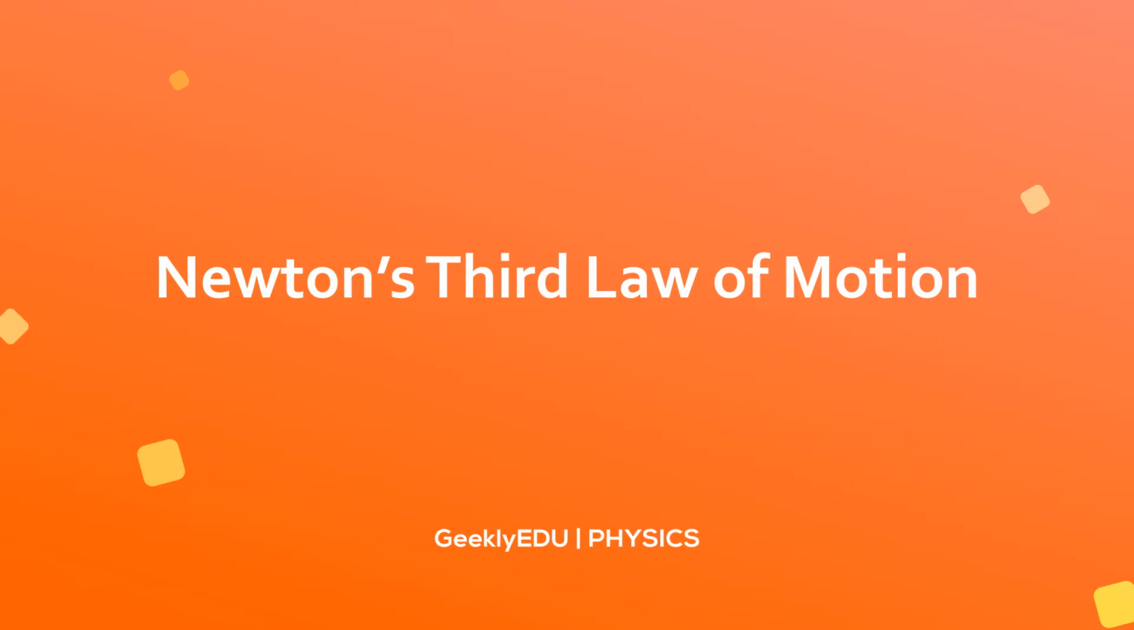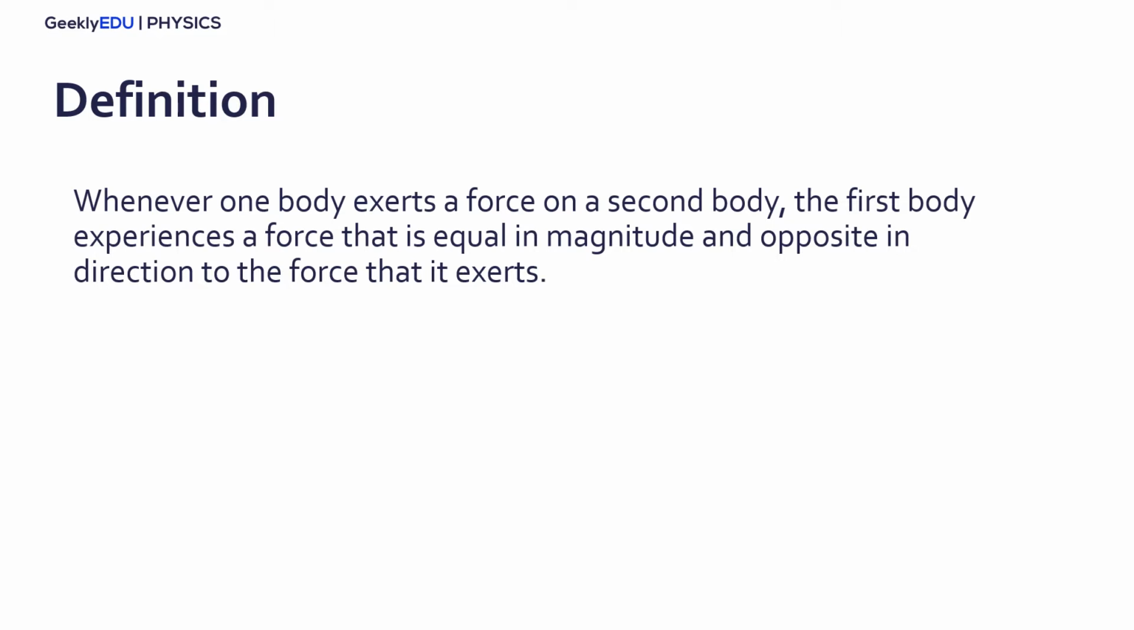Hello, this lesson is about Newton's third law of motion. Let's understand it and then go through some examples. By definition, Newton's third law of motion tells us that whenever one body exerts a force on a second body, the first body experiences a force that is equal in magnitude and opposite in direction to the force that it exerts. In other words, that's the action and reaction law.